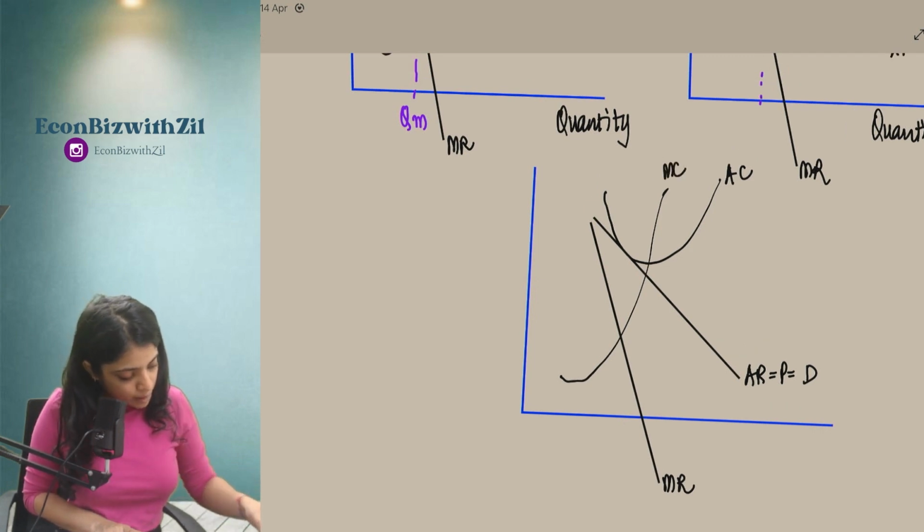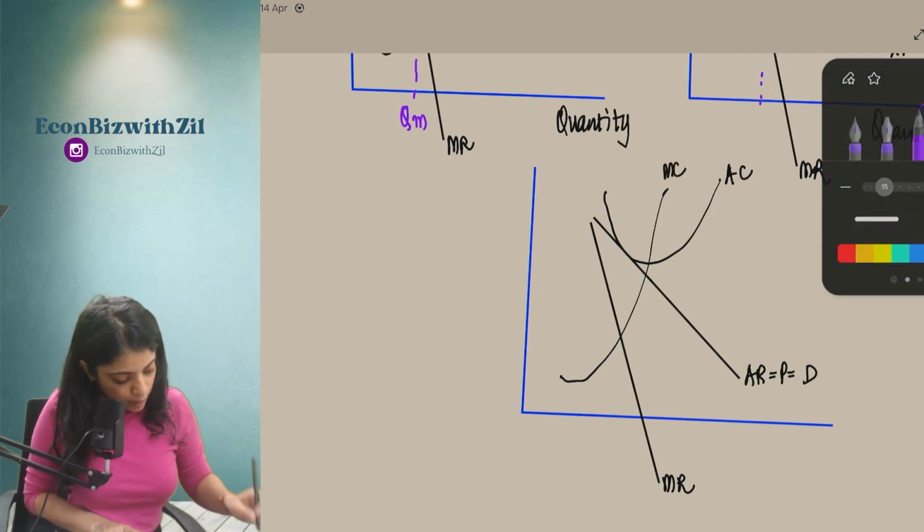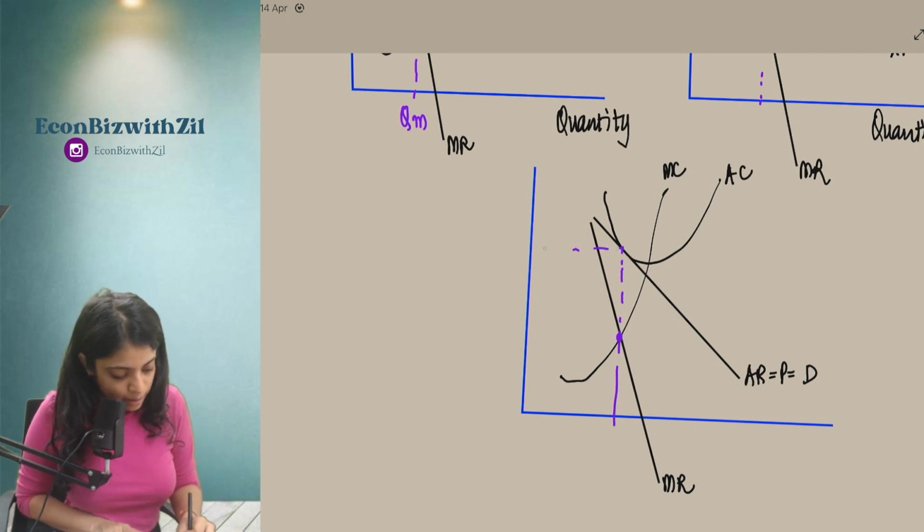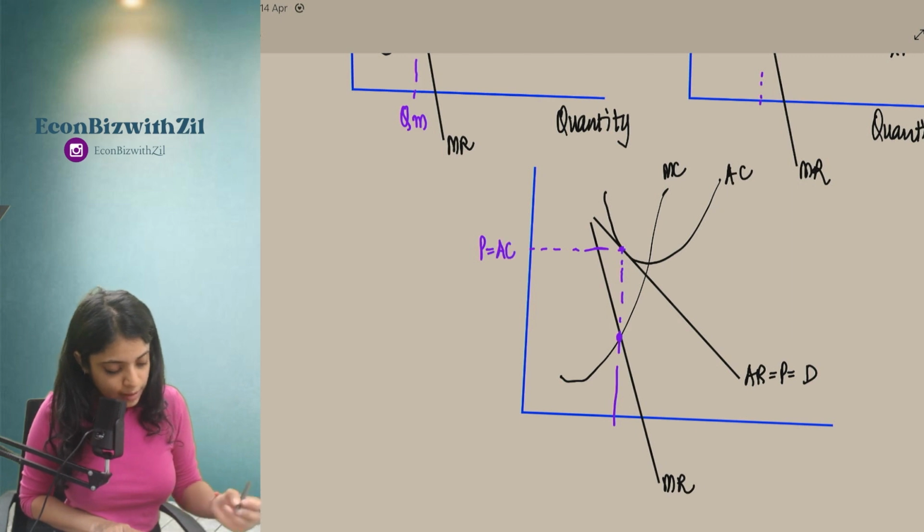So MC. Okay, so MR equals to MC at this point. And if I just extend at this point, what I see is this is P and this is also AC. So because P is equal to AC, this is our normal profit.